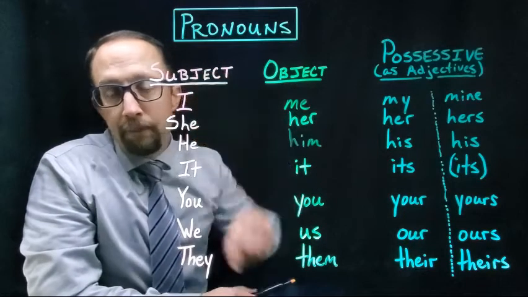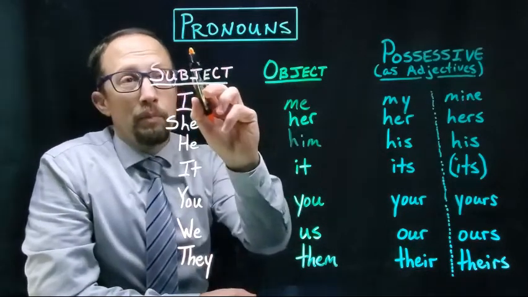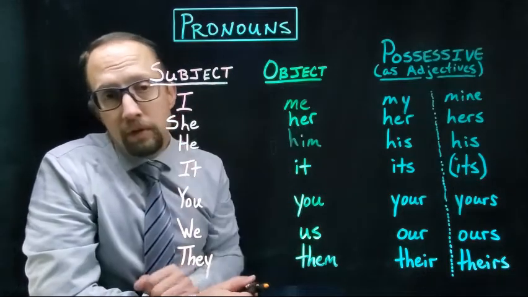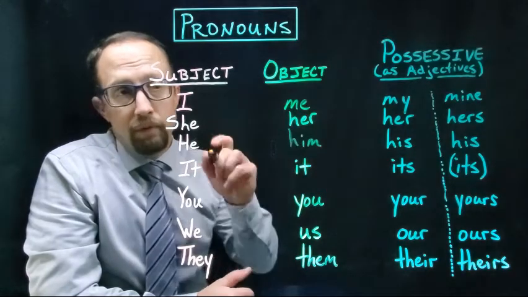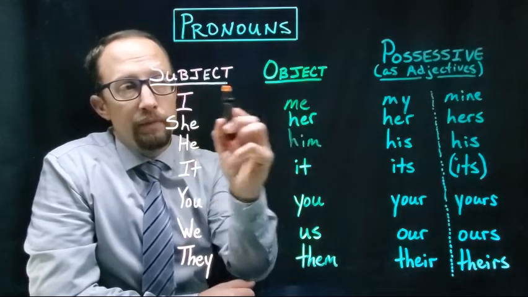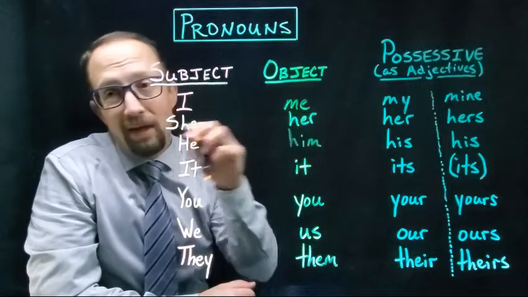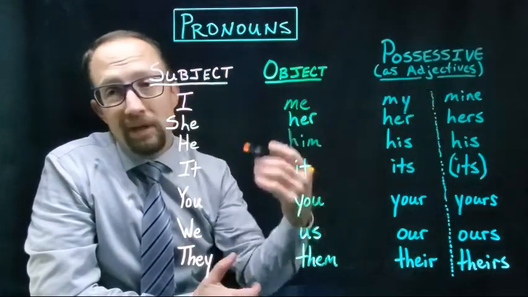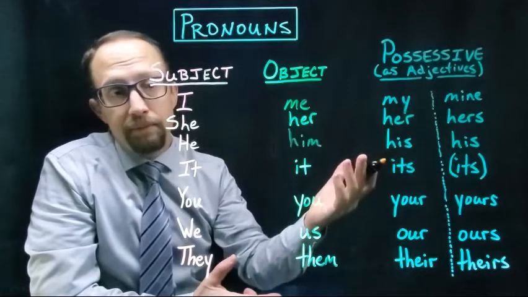Hi everyone. Let's talk about pronouns. There are 4 kinds of pronouns. First, subject, object, and then 2 kinds of possessive pronouns. And these are like adjectives.